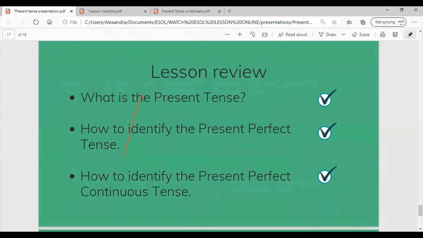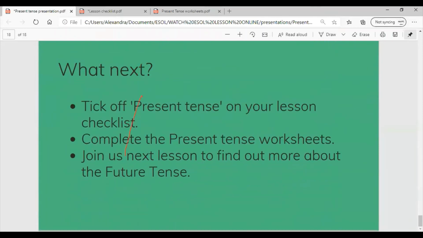So we've looked at how to identify the present tense, the present perfect tense, and the present perfect continuous tense. Do feel free to watch this video again, or to have a go at the worksheet to see how to put these theories into practice to identify them in real sentences.